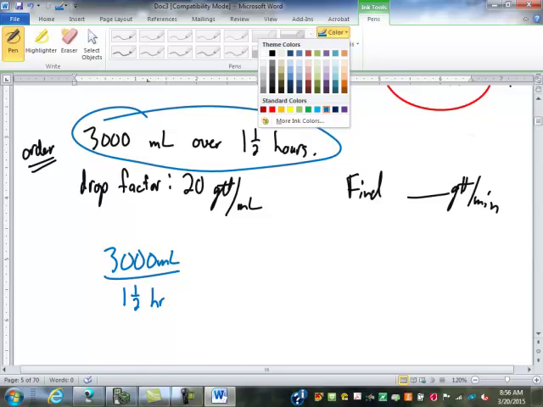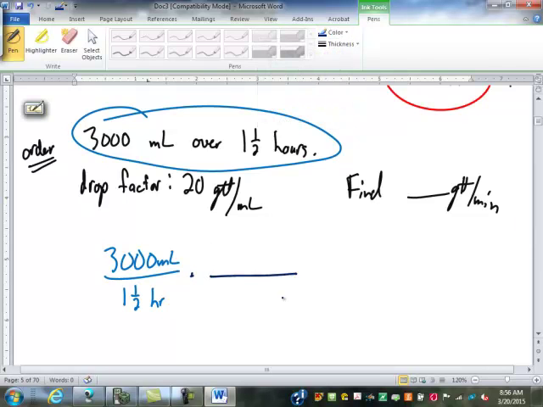Okay? So I'm going to go ahead and just keep changing the hours to minutes first. So the hours will go on top, minutes on bottom. 1 hour is 60 minutes.